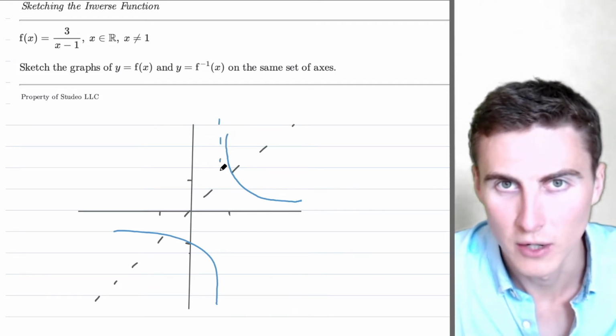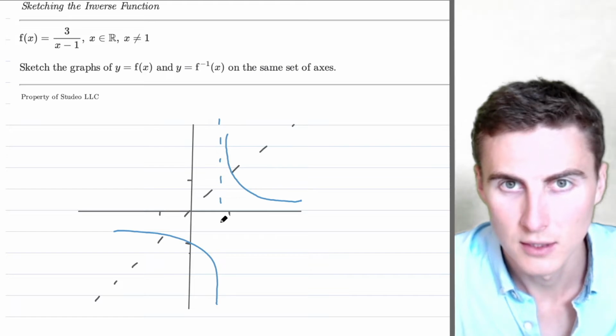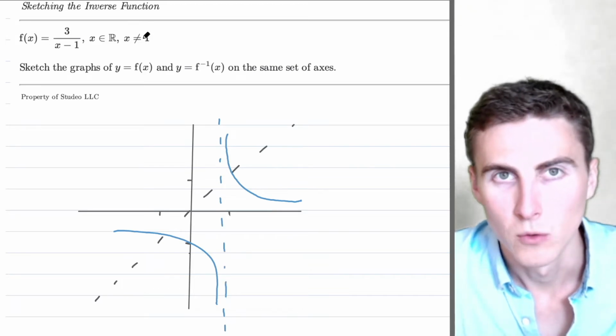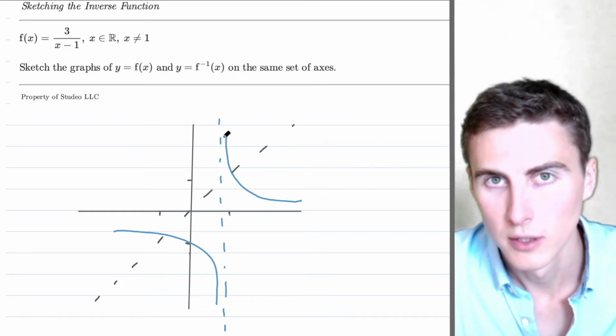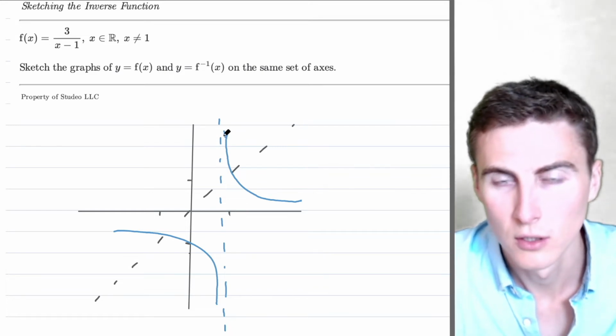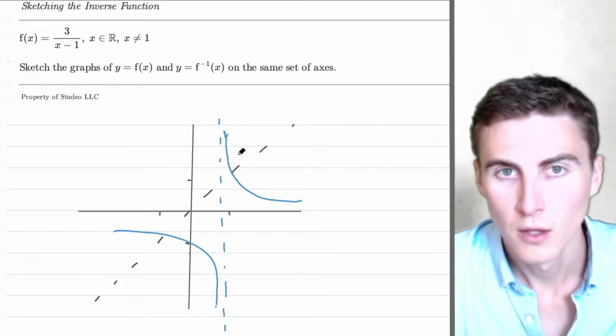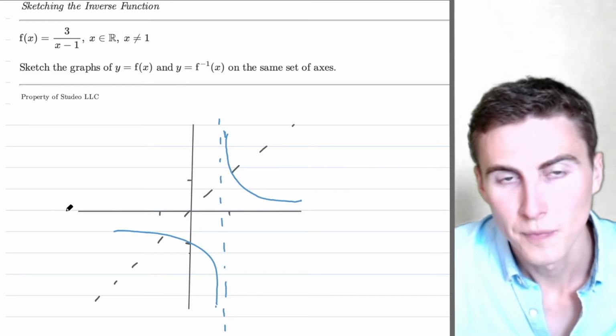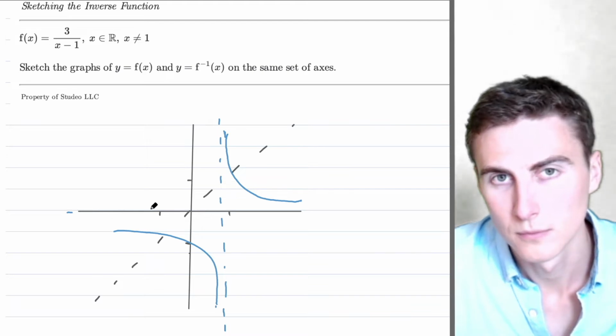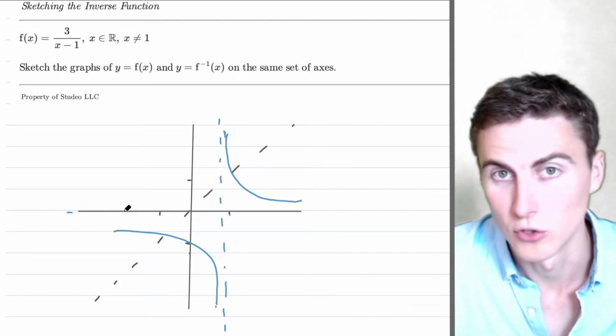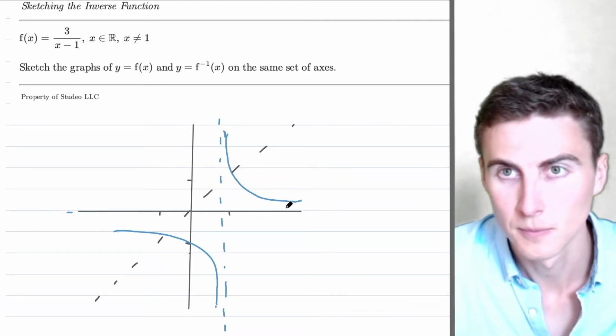And we can draw an asymptote down here at x equals 1, because we know that x can't ever be 1. So this is going to get closer and closer to the asymptote, and so is this. And there'll be another asymptote here at y equals 0, so just along the x-axis basically.